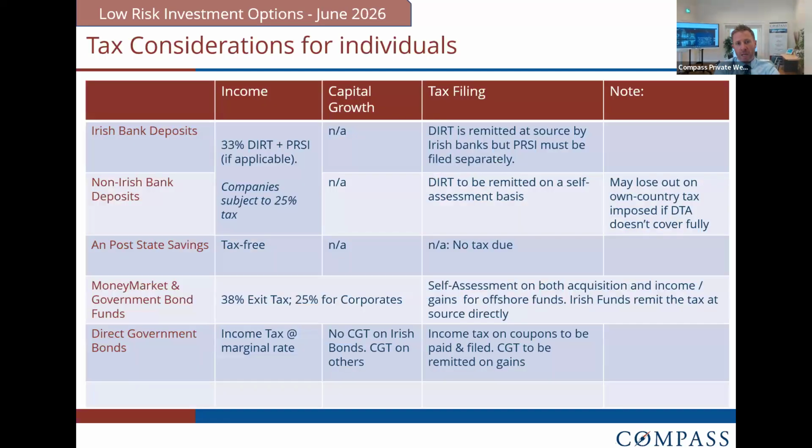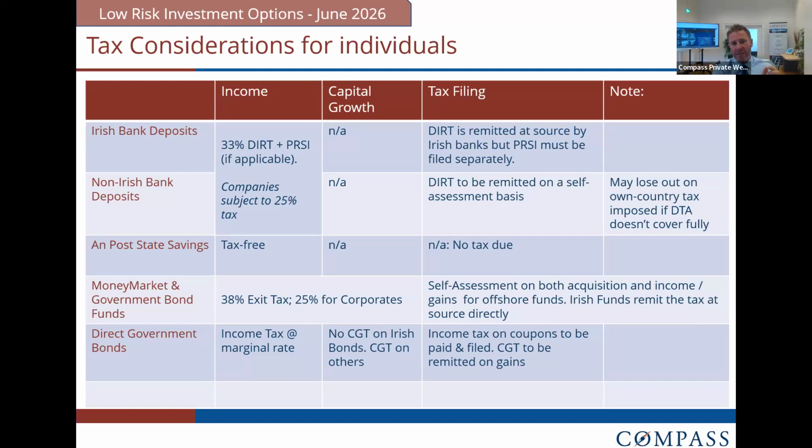I won't go through this in detail because there's a lot to it, but effectively, whether you're a company investing or an individual, as I said, charities don't accrue any tax, so this is a moot point for them. But you need to look at not just the rate of tax on income and gains. The first two columns there talk about the rate of tax on income and gains, and Irish government bonds and on post are tax-free because of the tax system we have.